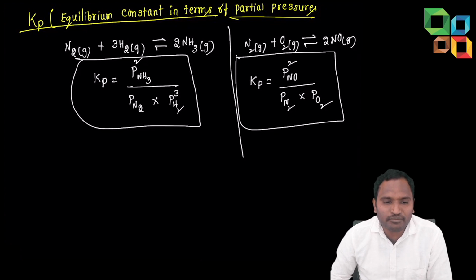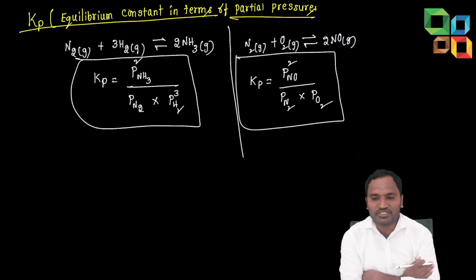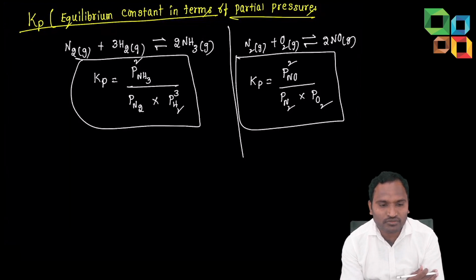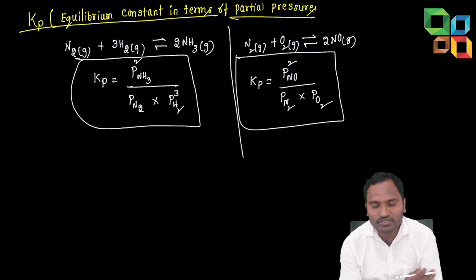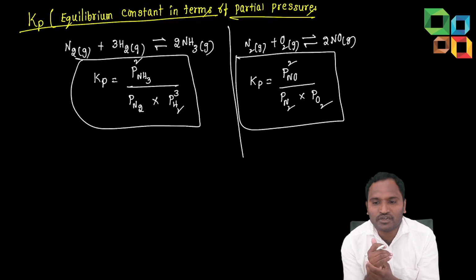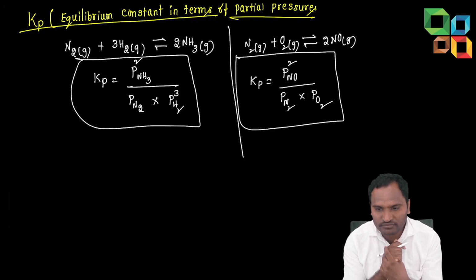Boyle's law means pressure is inversely proportional to volume. Charles' law: volume is directly proportional to temperature at constant pressure. And Avogadro's law: volume is directly proportional to the number of moles under identical conditions of pressure and temperature. By combining all these laws, we get one equation that is called the ideal gas equation.